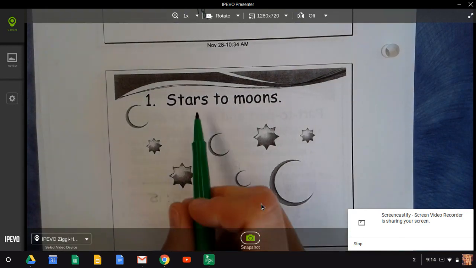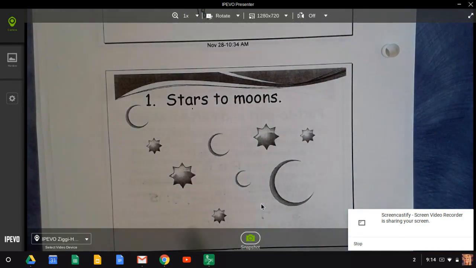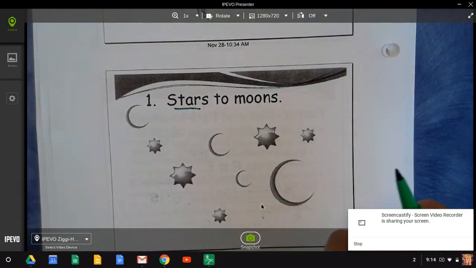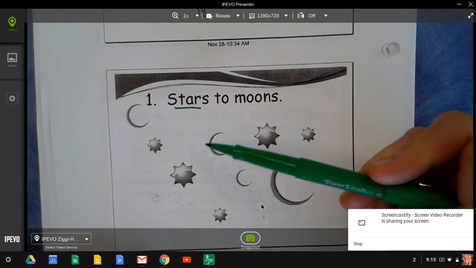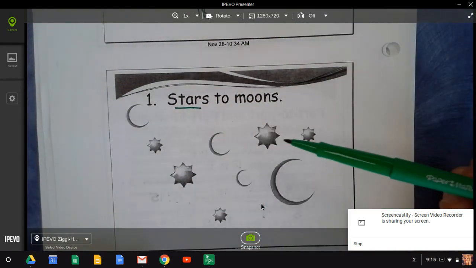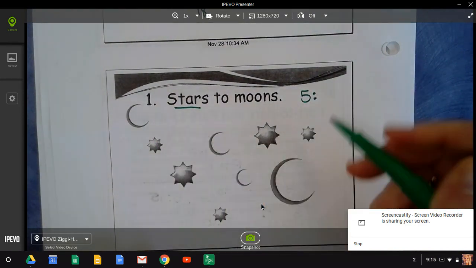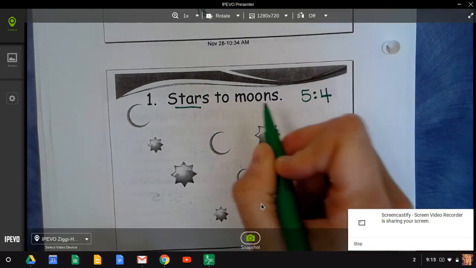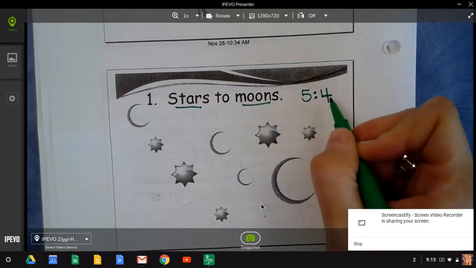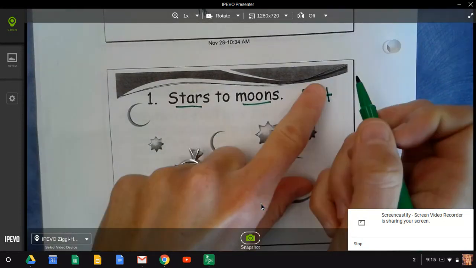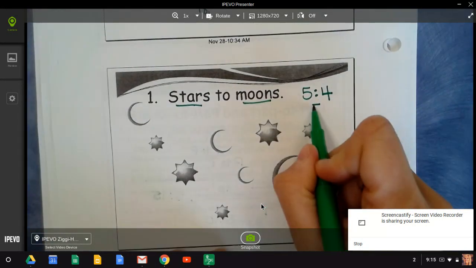Now, if you notice here, this says to compare stars to moons. If you look on this page, you see there are stars and there are moons. Because stars is first, you have to start with the number of stars. So your ratio has to be 1, 2, 3, 4, 5, 5 stars to 1, 2, 3, 4 moons. So my ratio of stars to moons is 5 to 4. Order matters. You cannot say that it's 4 to 5. That would be moons to stars. So you have to be cautious and always make sure that whatever it says here, you follow that order for your ratio here. Now I want you to write that 3 ways.